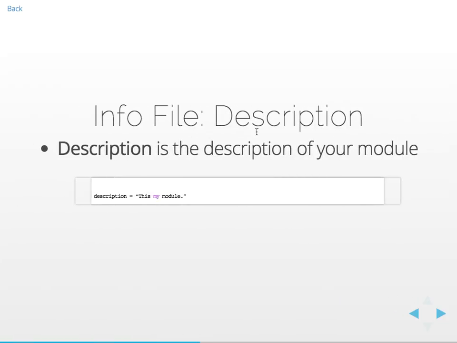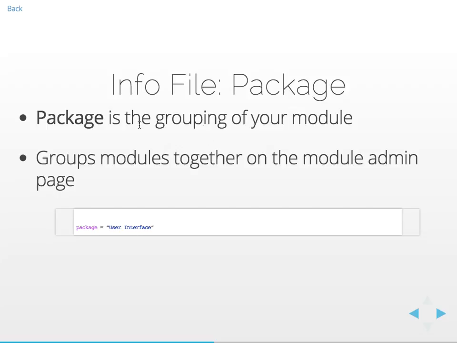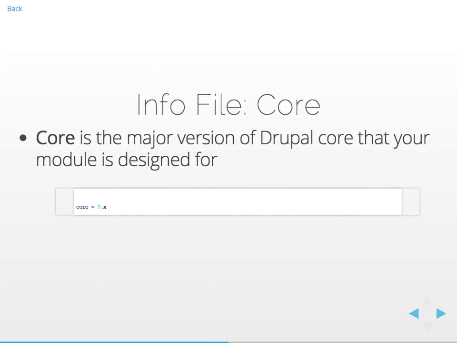Next up, we've got the description. This is where you describe your module. This is going to show up on the admin pages and such. So again, this is the user-friendly description. We have package. This groups your modules together. So if you've gone on the admin module page where you see views or search or anything like that, this is how you would group those together. So, for example, package, user interface, or what have you.